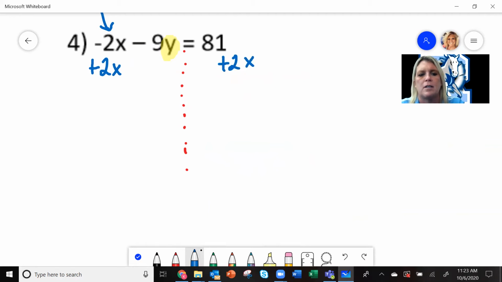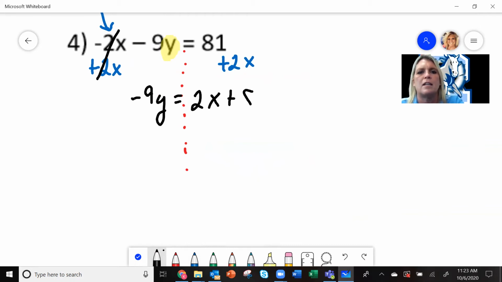2x, my apologies. These cancel and make 0. I get negative y equals 2x plus 81. Well, is the y by itself yet? Nope, it's got a -9 going on there. So it's -9 times y. So you're going to divide by -9 to every term.